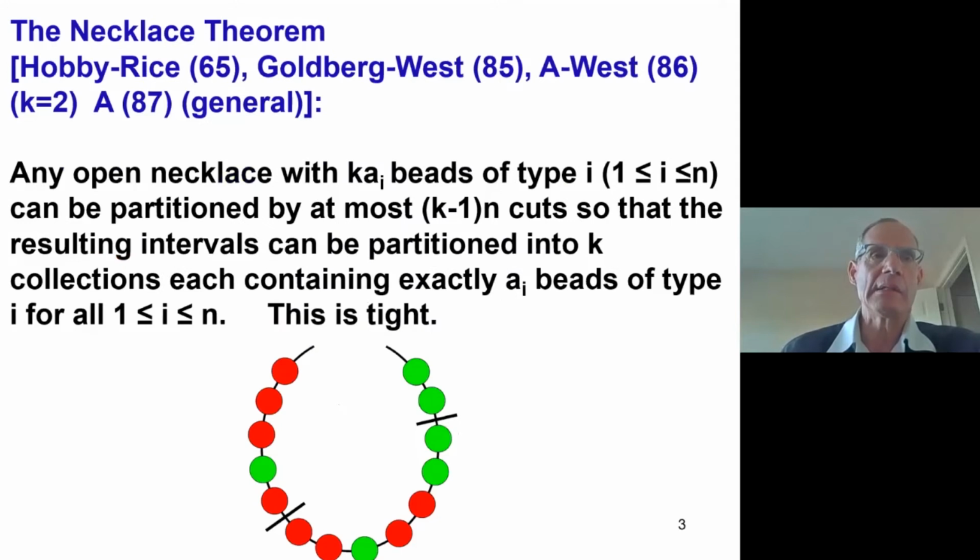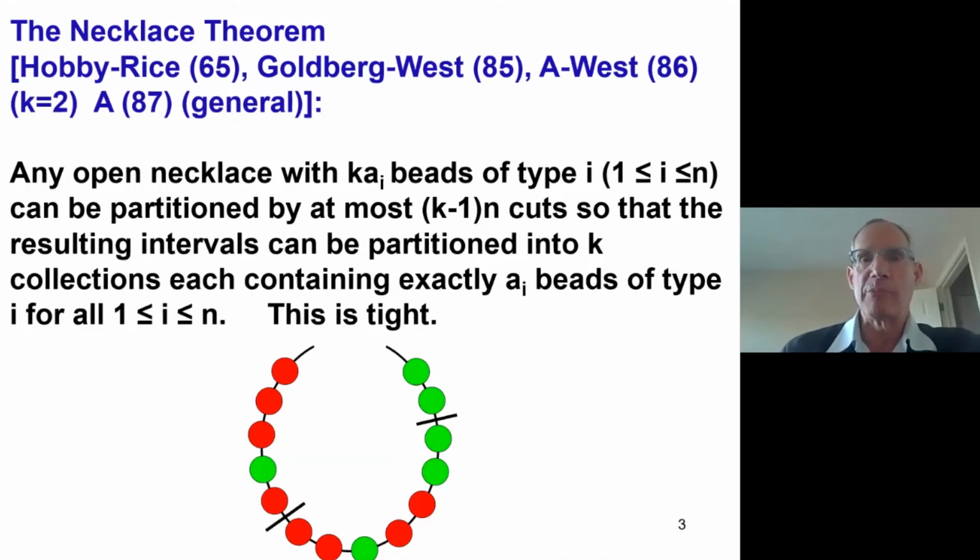Here is another one. This is called the Necklace Theorem. For k equals 2, it is basically implicit in a result of Hobby and Rice in L1 approximation, but in this formulation for k equals 2 it was first proved by Goldberg and West, and then we found a shorter proof, and there is a more general statement that is the one that I wrote here. So, what is the statement? We have a necklace, and we open it at the clasp, so just an interval of beads. And suppose that it has k times a_i beads of type i for every type i between 1 and n.